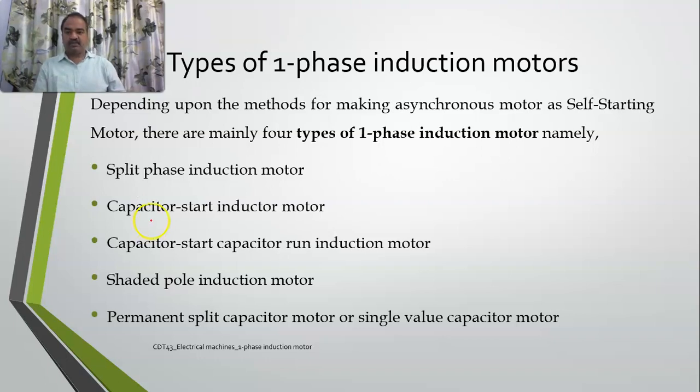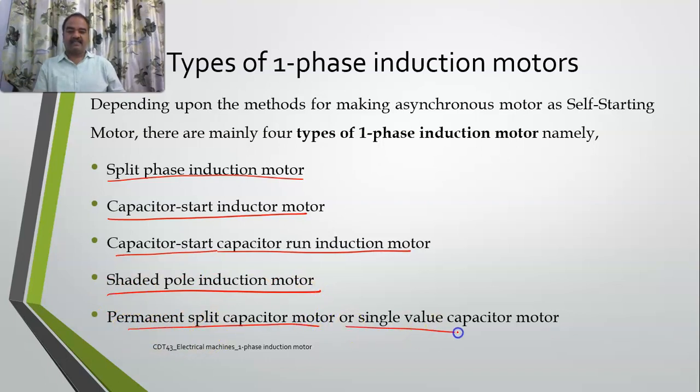Based upon the type of starting, how you are producing your second phase, how you are producing two phases, single phase induction motors are classified into split phase induction motor, capacitor start induction motor, which we have seen, capacitor start capacitor run induction motor, which will be there during running also, shaded pole induction motor, and permanent split capacitor motor or single value capacitor motor. So different types of starting methods are there. You can find them on the internet, go through them, and you can see that these are different types of motors which we use in our daily life.